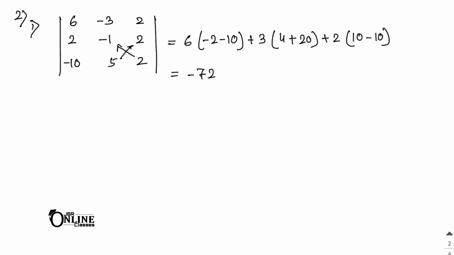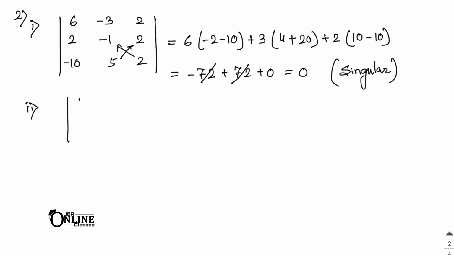For the next one, here 20 plus 4, 24, so 24 into 3 equals 72, and then plus 0, so the 72s cancel out and that equals 0. That means here the det of this matrix equals 0, so this is a singular matrix. Now the next one, number 2.